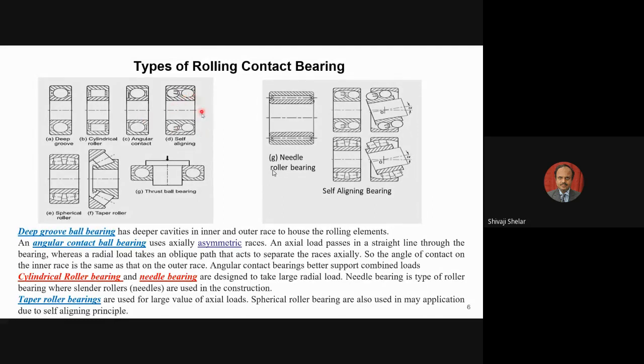Then there is a concept of self-aligning bearing. In a self-aligning bearing, either both or one of the races will have curvature throughout its length. You can see this is the curvature here for the outer race. This is the curvature for the outer race. So these will take care of any misalignment in your shafting. They follow the basic principle of self-alignment, and if there is a small error in the alignment, it will be taken care of by the self-aligning bearing.